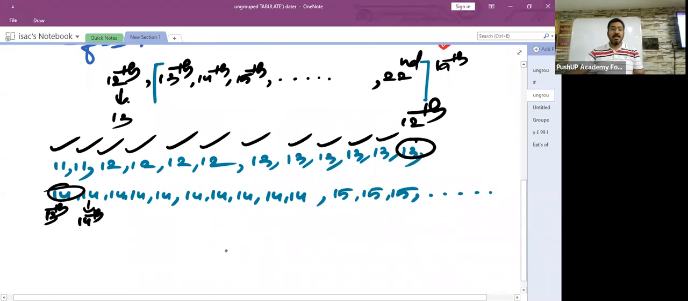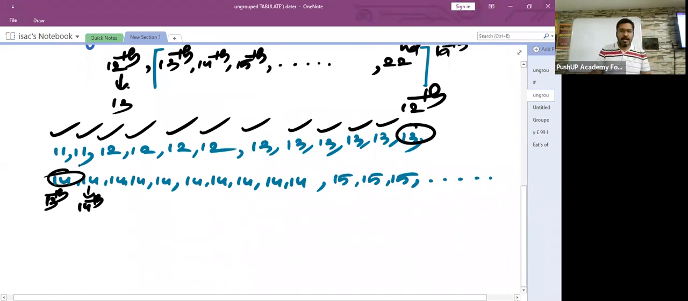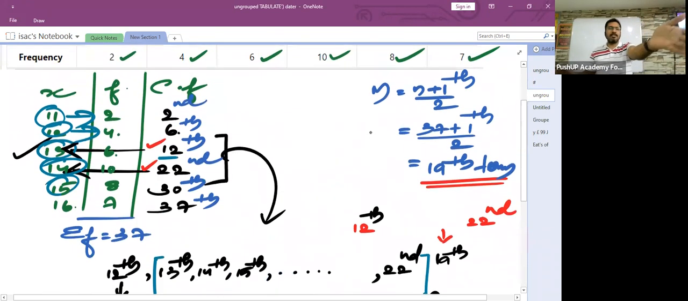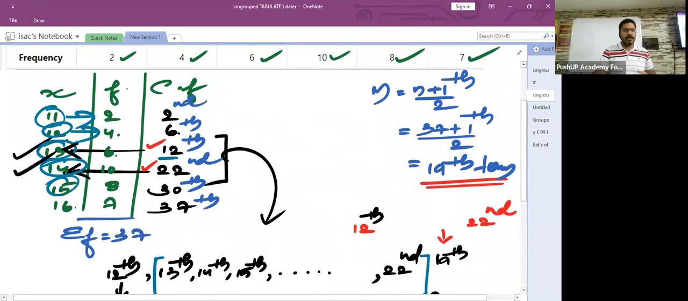Now my question is, what is the 22nd term, children? This was the 12th term. So this is 13, 14, 15, 16, 17, 18, 19, 20, 21, 22. What is the 22nd term? It is 14. And when I asked you to look at the table and answer, you said the 22nd term is what? 14. Understood, children?